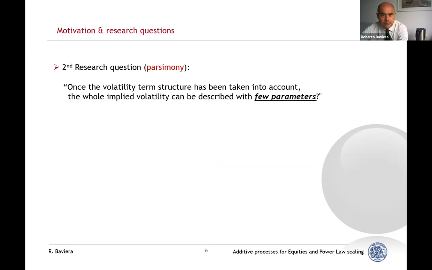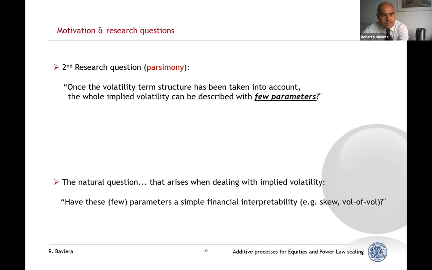Second, we would like to have a parsimonious model. Parsimonious means we would like, once we have taken into account the whole term structure of volatility, to have as few parameters as possible. And also, we would like that these few parameters have a simple and direct financial interpretability, so to be connected to something that traders look at in the market, in the philosophy that I was explaining yesterday.